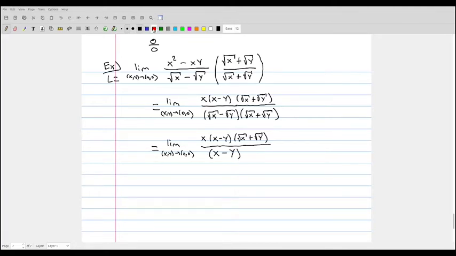And notice that what this gives us is a very, very nice cancellation. We get that x minus y divided by x minus y is 1.